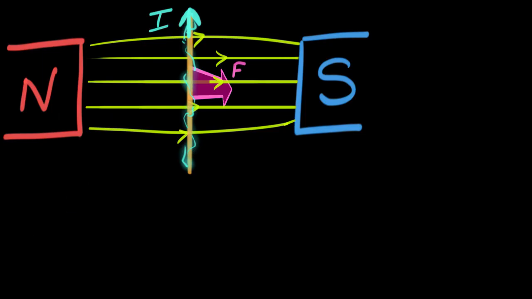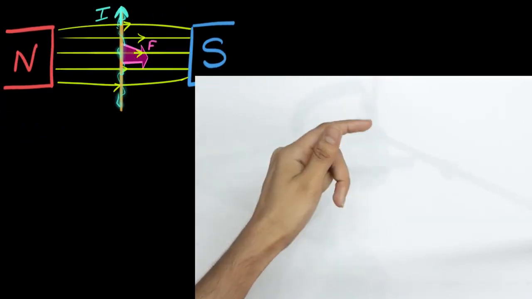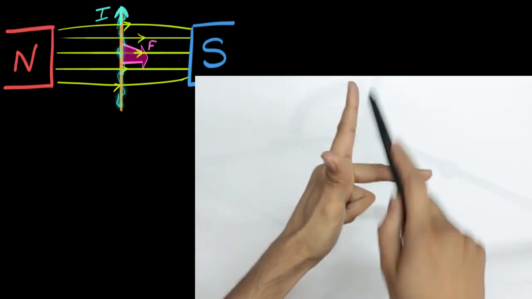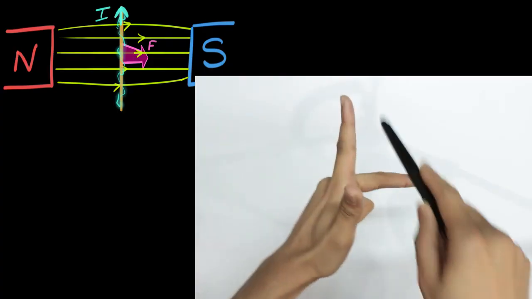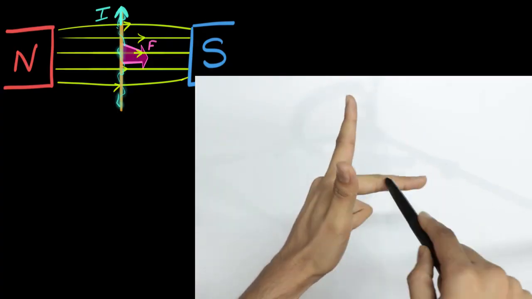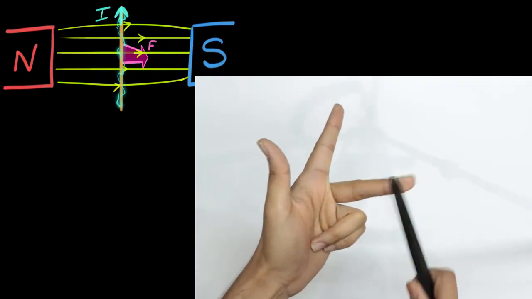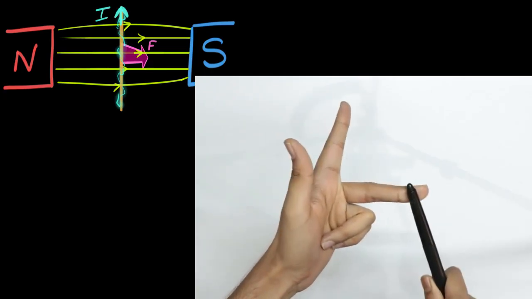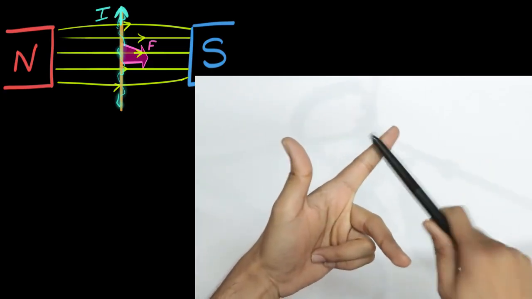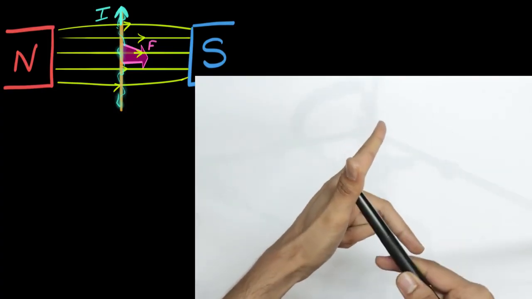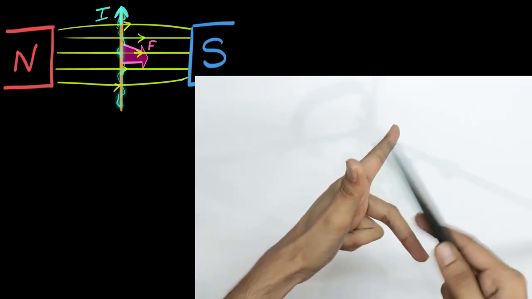And we can do that by using something called Fleming's left-hand rule. Fleming's left-hand rule says you bring in your left hand and you stretch your thumb, forefinger, and middle finger such that they're all mutually perpendicular to each other. As you can see, these two are perpendicular, these two are also perpendicular, and even these two are perpendicular. Then the middle finger gives us the direction of the current. The forefinger gives us the direction of the magnetic field. Then the thumb gives us the direction of the force acting on that current carrying wire.